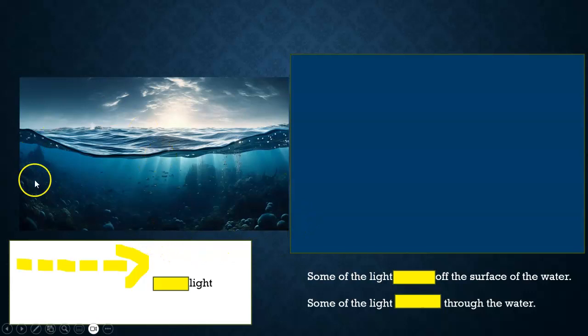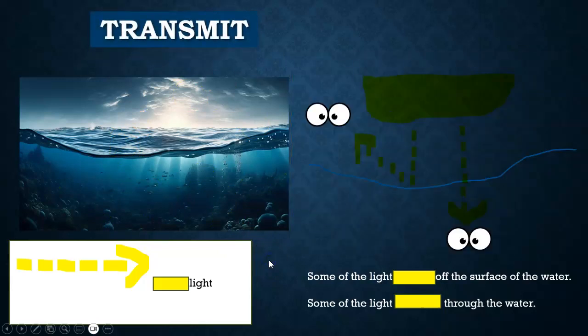We have to draw a diagram. Let's say we have to draw a diagram of this picture. Is there light transmitting there? Let's see. Some of the light blank off the surface of the water. What is some of the light doing? Hint, it's not our vocabulary word if it's going off the surface of the water. Yeah, some reflects off the surface. That's why we can see the surface. And some of the light blank through the water. Transmits. So some reflects and some transmits.